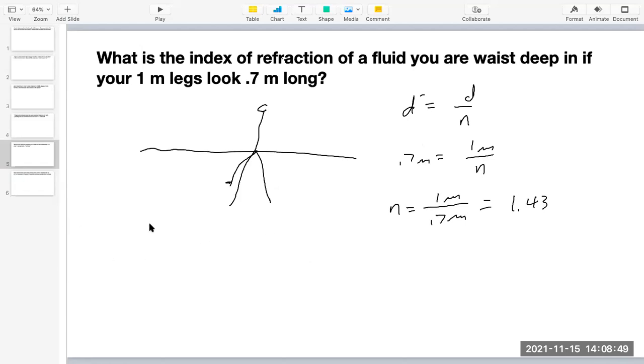So this would be a material with an index of refraction of, yes, 1.43, which I don't know why you're standing in it. It's probably a bad choice.